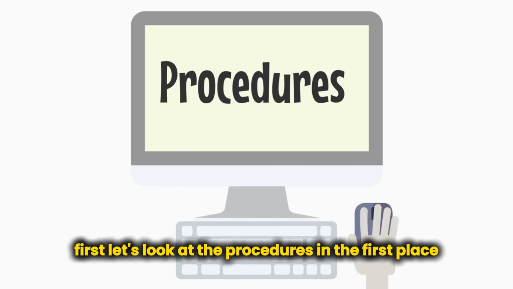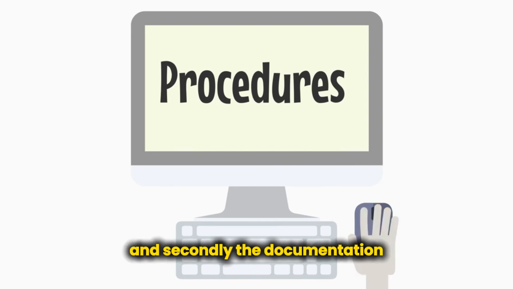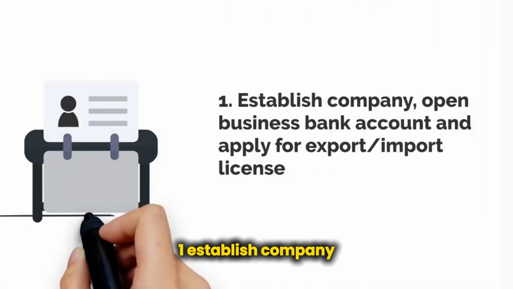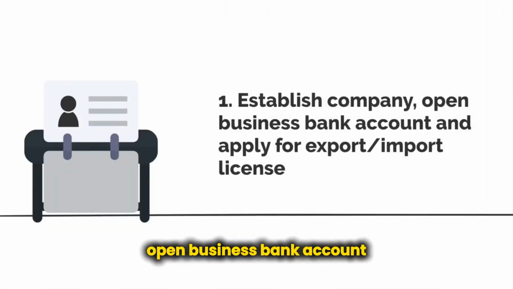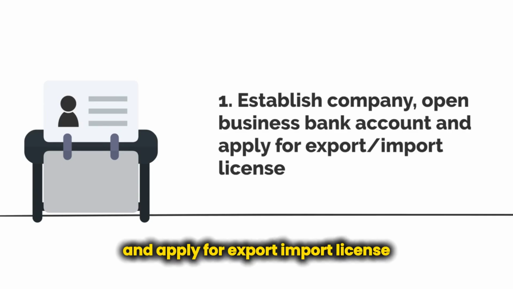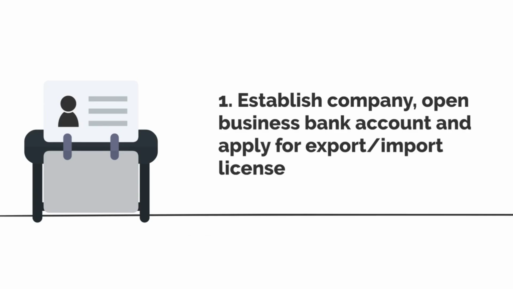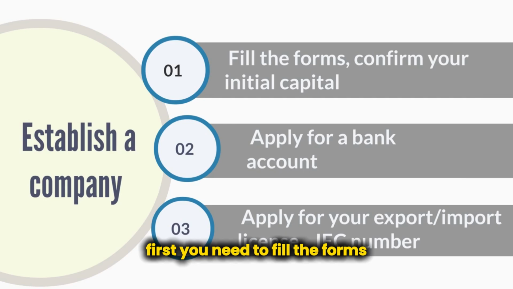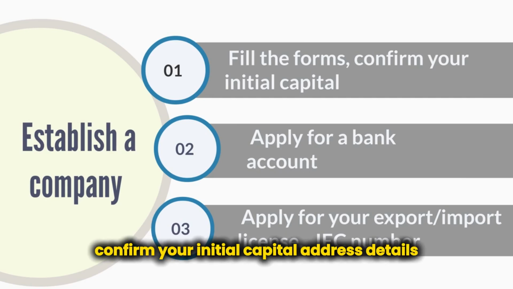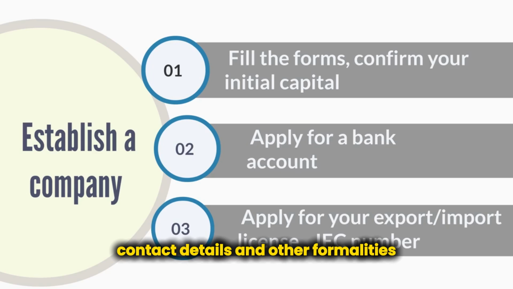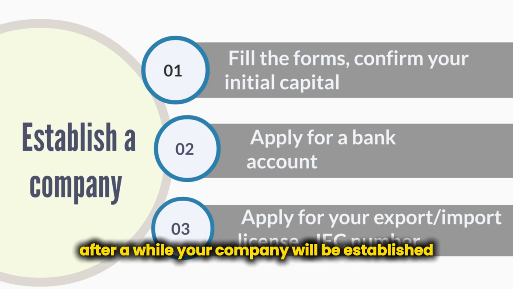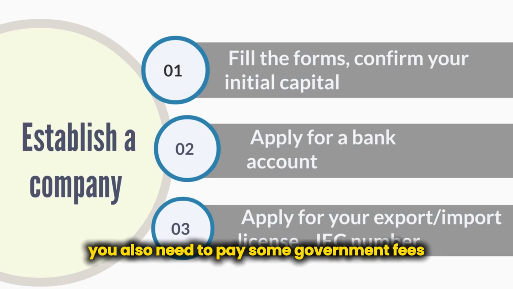First, let's look at the procedures, and secondly, the documentation. 1. Establish company, open business bank account and apply for export-import license. First, you need to fill the forms, confirm your initial capital, address details, contact details, and other formalities. After a while, your company will be established. To establish a company, you also need to pay some government fees.